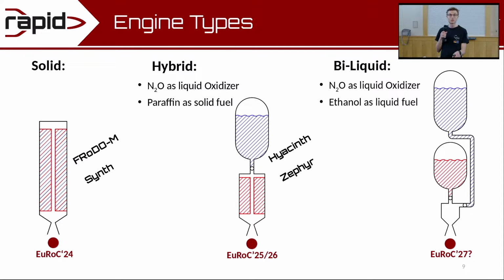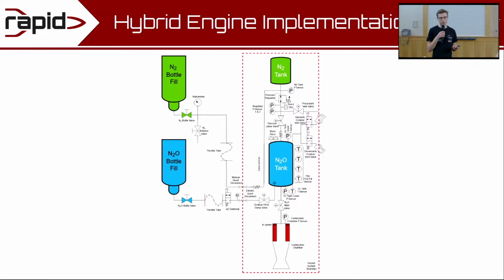Currently, we plan to launch our next rocket in October 2026, again at the European Rocketry Challenge. That is every year. So, still a long way. After that, we would like to build a biliquid. Biliquid means you have two liquid components. For us, that would mean, again, laughing gas and ethanol as fuel.